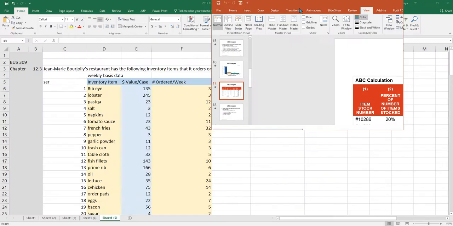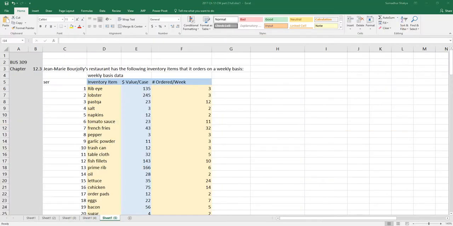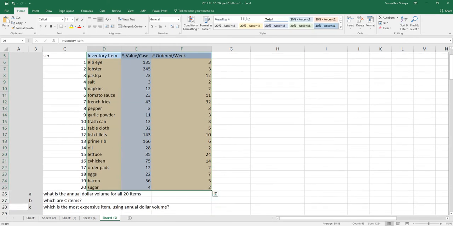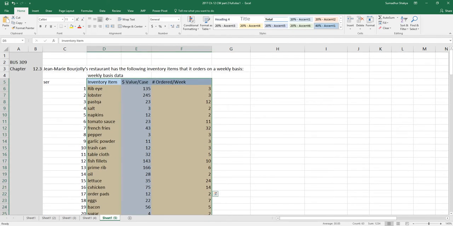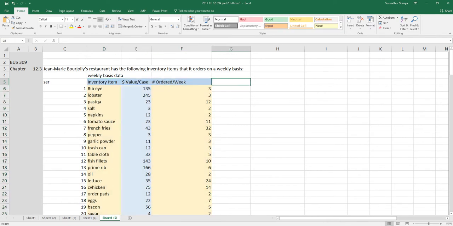In going through that, let's take an example from the end of the chapter, problem 12.3, where we are given the data for some of the items that are sold at a restaurant. We are given the dollar value per case and the number of orders placed per week. The first thing we want to do is calculate the dollar value for the whole year.